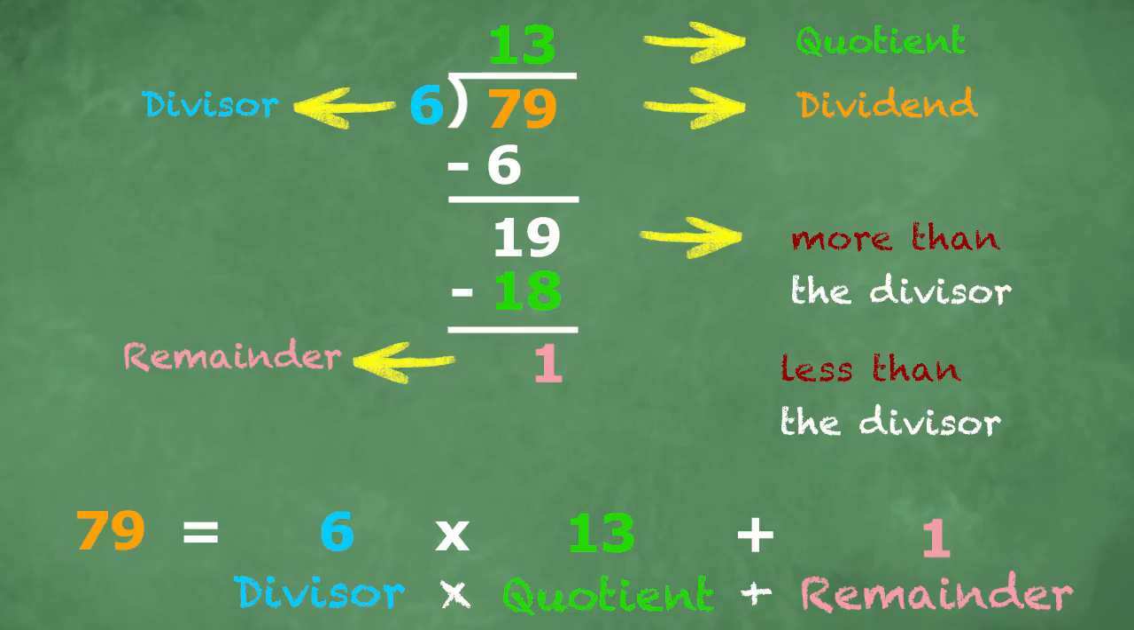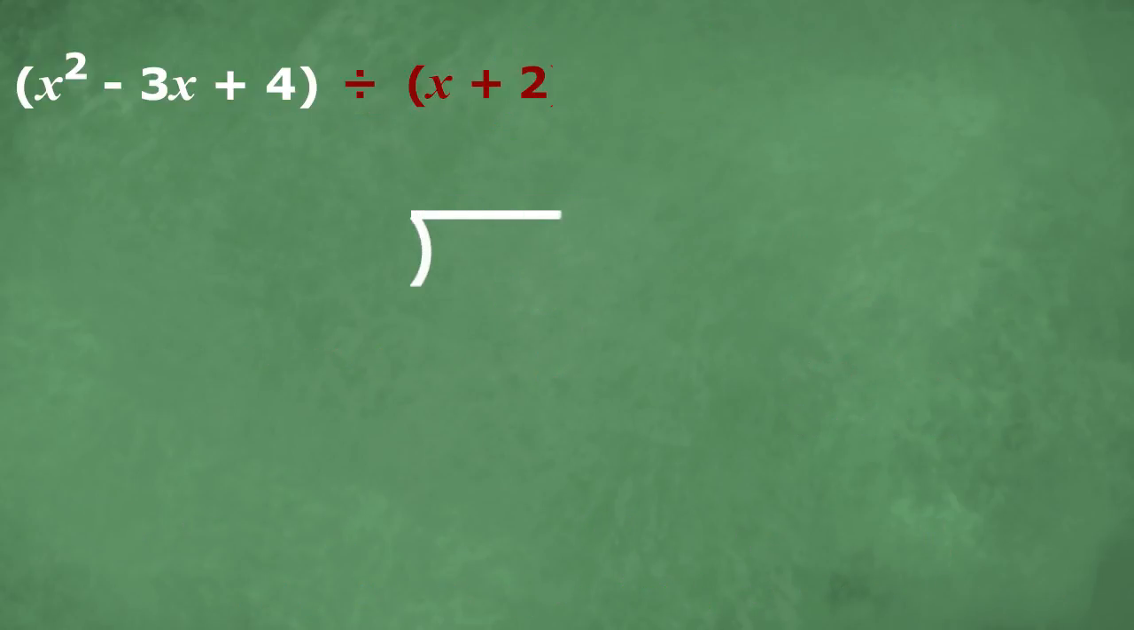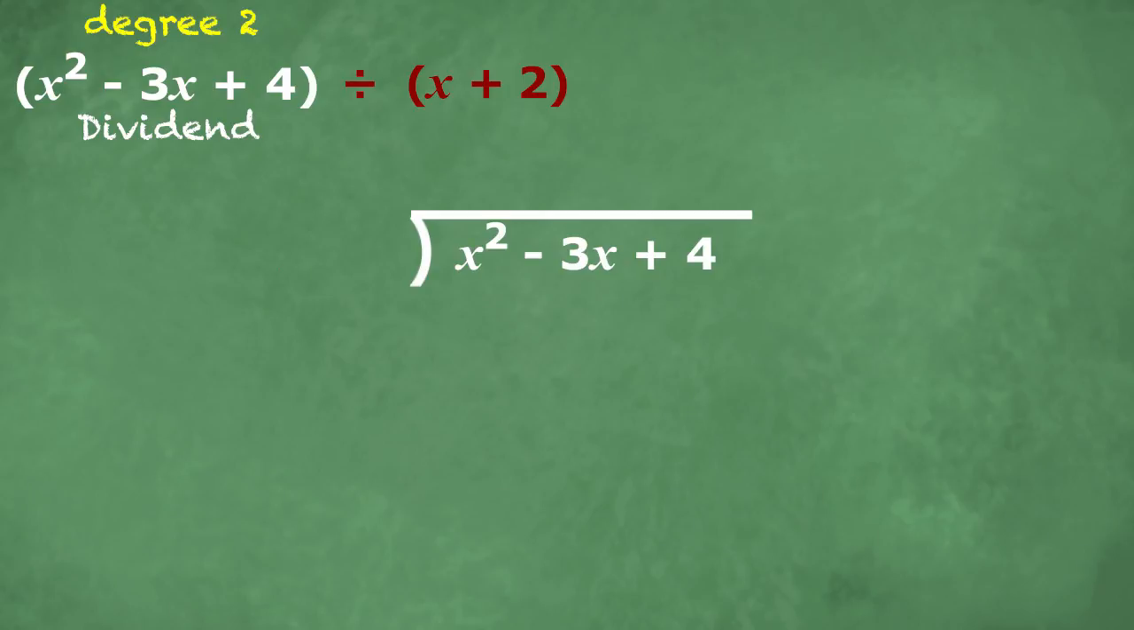We can use the same method to divide one polynomial by another. We draw the long division sign. The dividend is a degree 2 polynomial. It is placed inside the long division sign. The divisor, x plus 2, a degree 1 polynomial, is placed outside the long division sign.